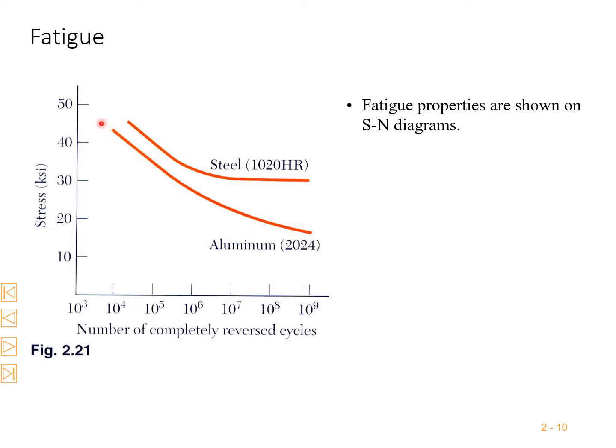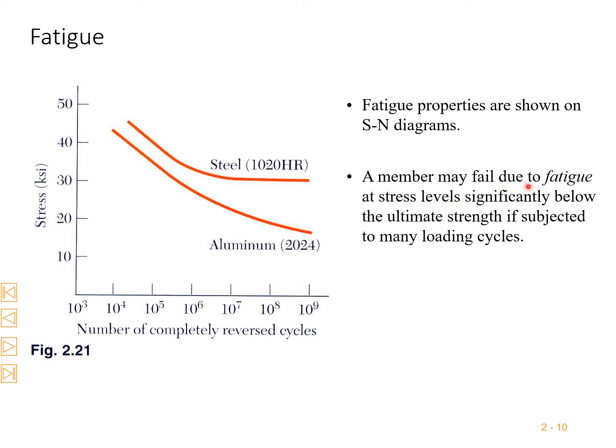The fatigue curves: you can see that fatigue properties are shown in an S-N diagram, stress and number of cycles. Stress is on the vertical axis and the number of completely reversed cycles is on the horizontal axis. This is how the stress strain behavior of aluminium and steel looks. Steel has something like bilinear behavior. Aluminium is almost like a single linear.